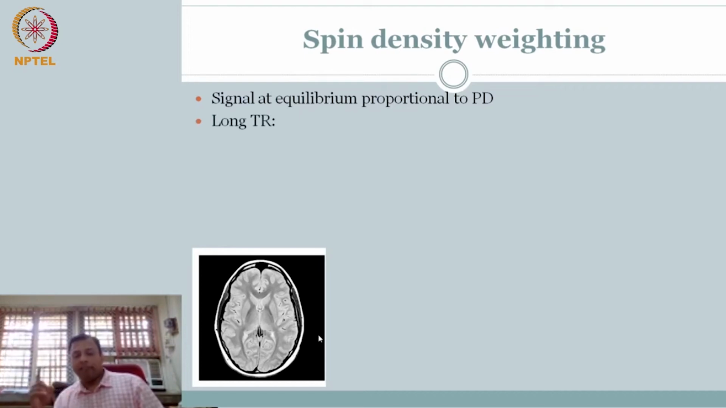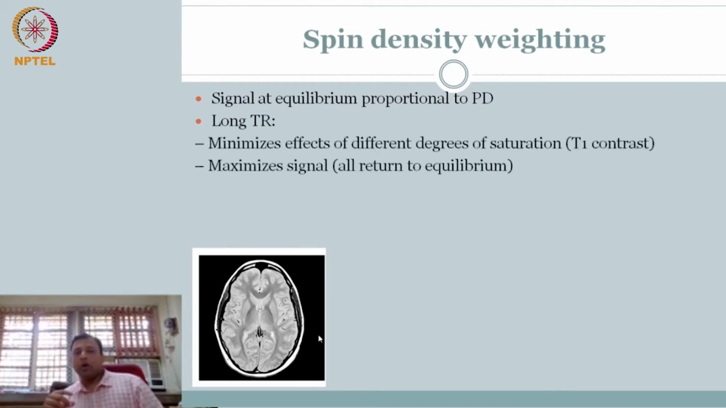How can I do that? I can wait a long TR. I will wait for a long time, long repeat time. TR is time to repeat. So when I do that, what happens? If I wait for a long time, even if each of the tissues has different T1 properties, I waited enough time that even the weakest guy, the guy that will take the most time to come to equilibrium, I have waited long enough that now everything has come to saturation. So I don't have the effect of different T1, or the T1 contrast is minimized.